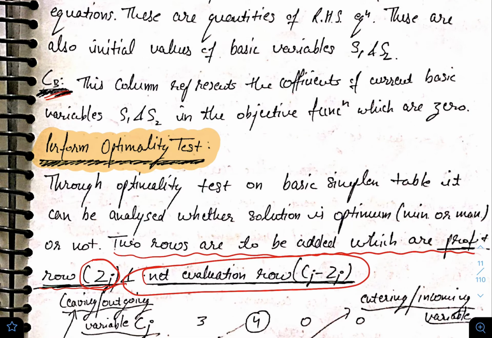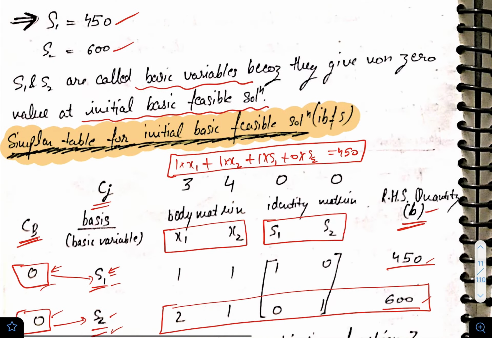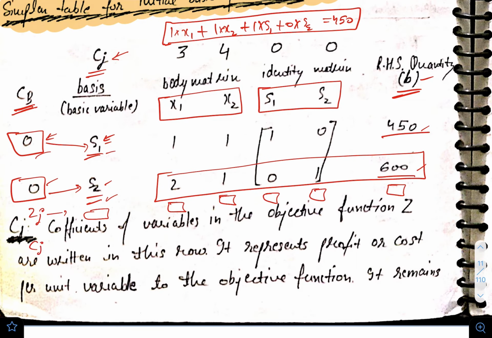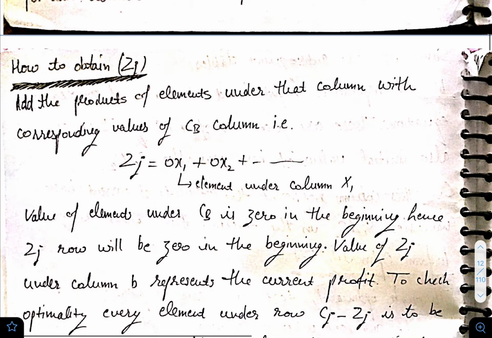It will be equal to Cj minus Zj. What is Cj? This was my Cj, and Zj I will introduce over here, right? Here I will have some values. We will see how to calculate that. Then I will calculate one more row, that will be Cj minus Zj. Fine, we will see how. So first of all, how to obtain Zj?